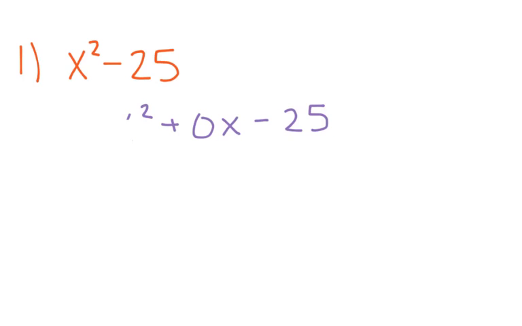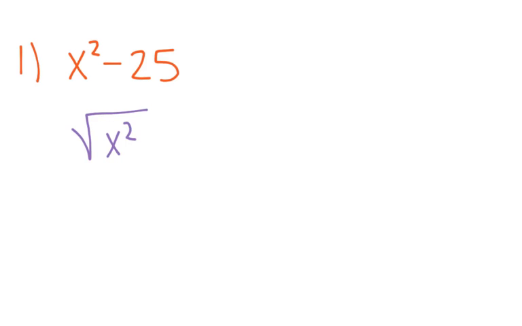So let's look at this problem. We've got x squared minus 25. All right, we look to see if we have a GCF, which there is no GCF. So now we look at our square roots. I'm going to take the square root of x squared. So we said take that exponent, divide by 2. 2 divided by 2 is 1. So the square root of x squared is x. All right, now I do the square root of 25, which is 5.